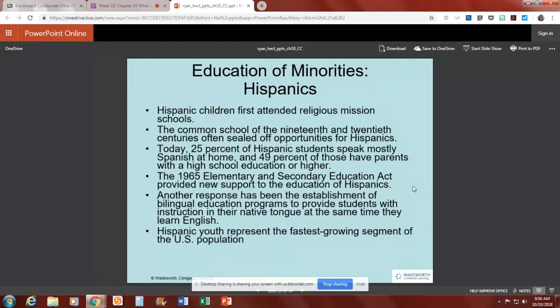school education or higher. In 1965, the Elementary and Secondary Education Act did provide new support for the education of Hispanics. And then with the reauthorization of that act as No Child Left Behind, and then again the reauthorization as the Every Student Succeeds Act, or ESSA, we are seeing more accountability and more support for the education of Hispanics in our bilingual population.